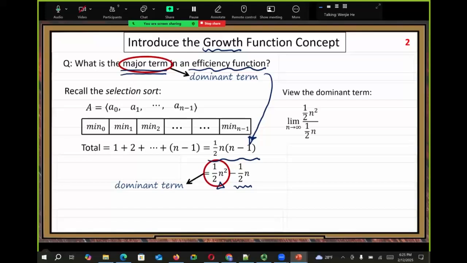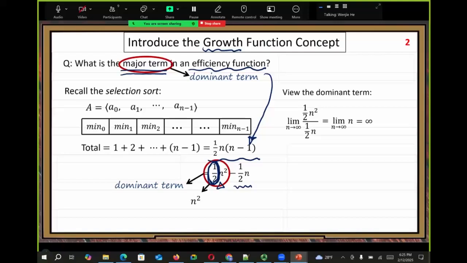You take the ratio. If you use the dominant term over the minor term, the ratio goes to infinity. The other way around, the minor term over the dominant term, the ratio goes to 0. So this observation tells us the dominance. But this dominant term contains a coefficient, a 1/2 coefficient.